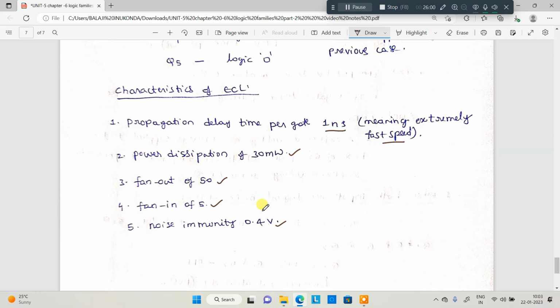In the next part of the video, we are going to conclude this particular chapter with the CMOS circuit and I2L IC family devices. Then we will end this particular chapter.